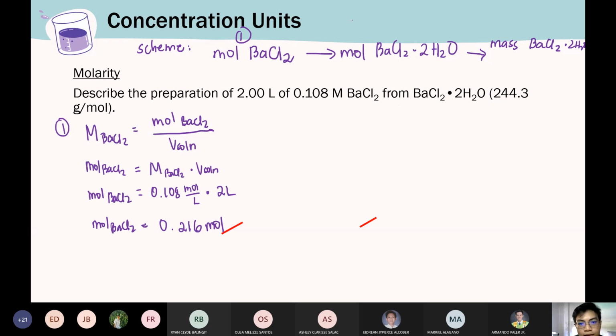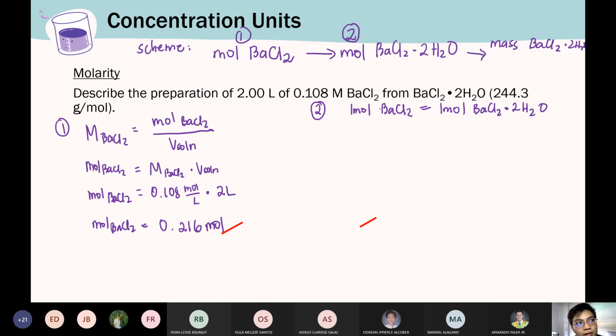Okay? So, dito na tayo sa step 2. To solve for the mole of barium chloride dihydrate. Paano to? Stoic lang to. Stoichiometry. Just look at the equation. How many moles of barium chloride can you get from barium chloride dihydrate? Okay? Basically, tignan mo lang yung equation. May coefficient ba yan na 3? May coefficient ba yan na 2? May coefficient ba yan na 5? Wala, di ba? Ang may coefficient is yung water. Okay? So basically, ang stoic relationship natin dito ay 1 mole of barium chloride is equal to 1 mole of barium chloride dihydrate. Okay? So for every mole of barium chloride dihydrate, may isang mole of barium chloride ka.